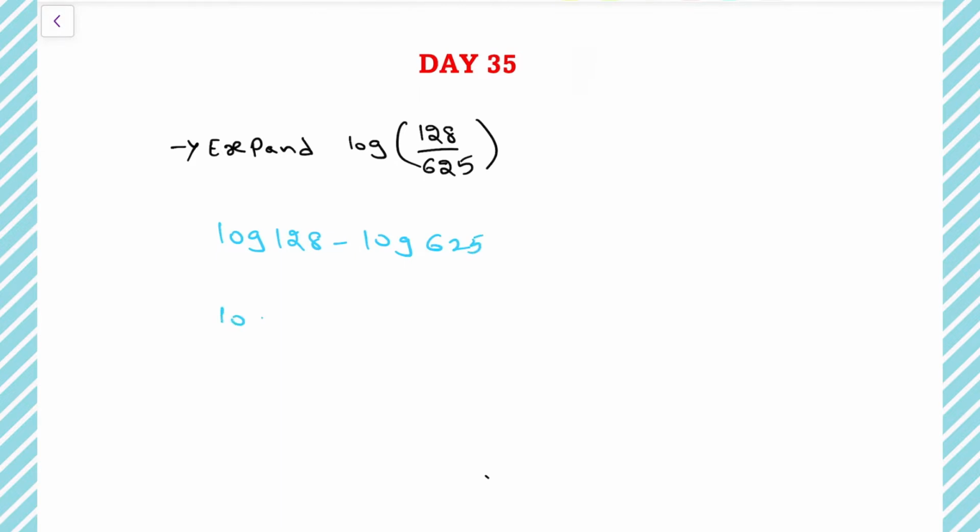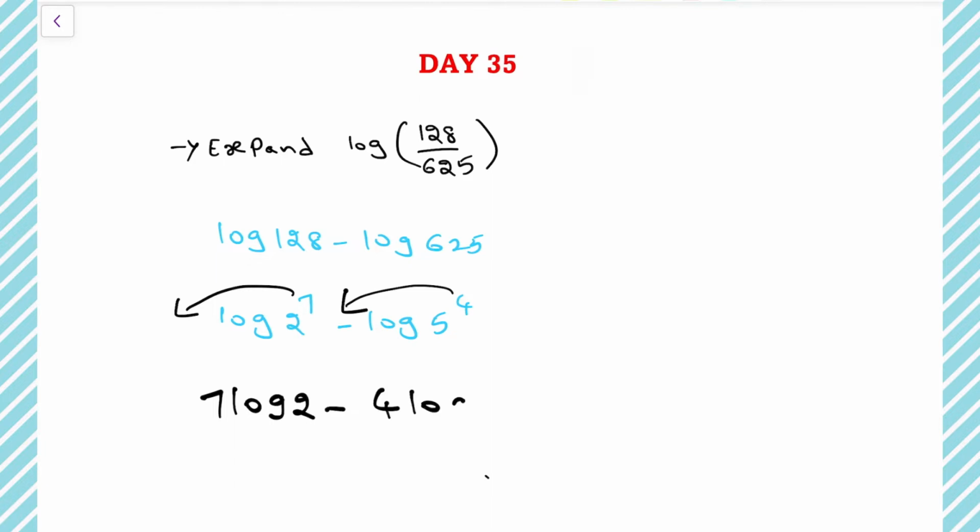Log 128, prime factorization will be 2 power 7, minus log 625, prime factorization will be 5 power 4. Now this 7 will come to the front as well as this 4 will come to the front. So it will become 7 times log 2 minus 4 times log 5. So the expansion of log 128 by 625 is 7 log 2 minus 4 log 5.